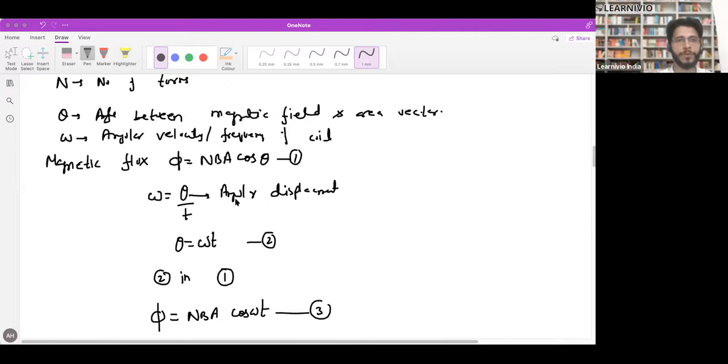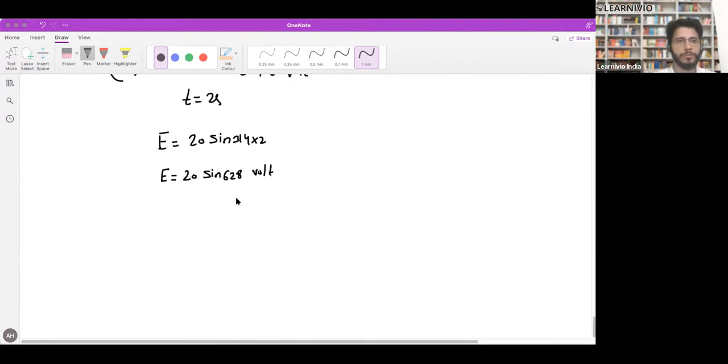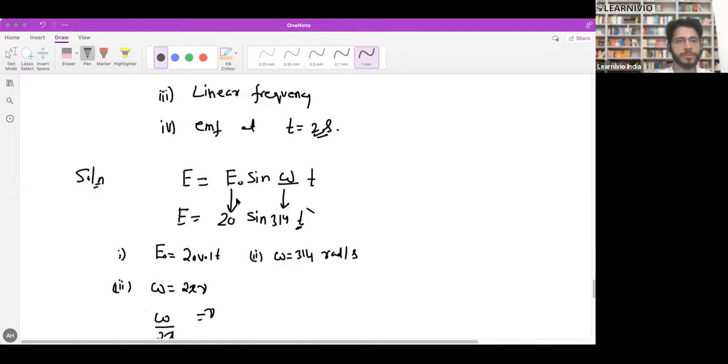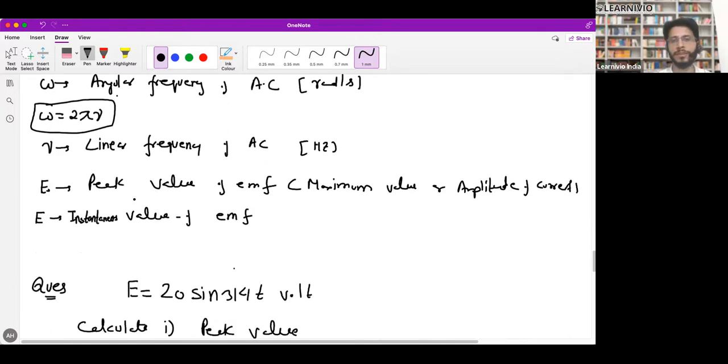So we have started this chapter number 7. We have finished AC Dynamo. We start with this equation. See, in AC, the equation of EMF is E naught sine omega t. Here, E naught is the maximum value of EMF. Omega is the frequency with which the EMF is changing. And this E is known as the instantaneous value.